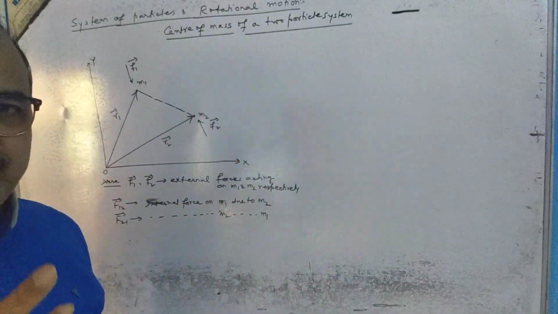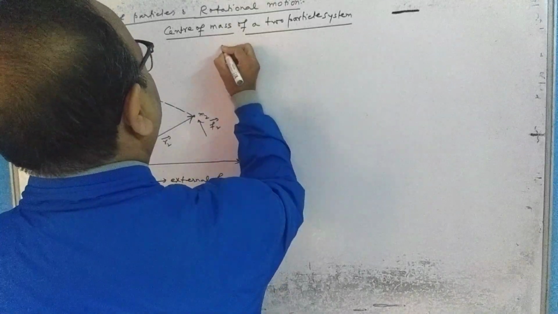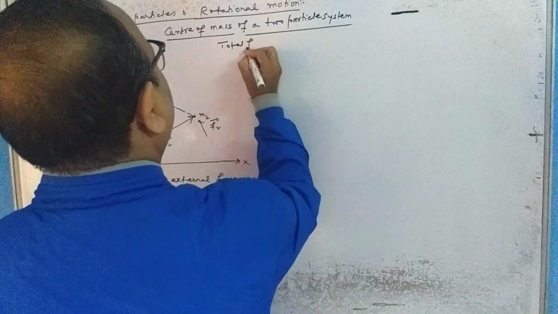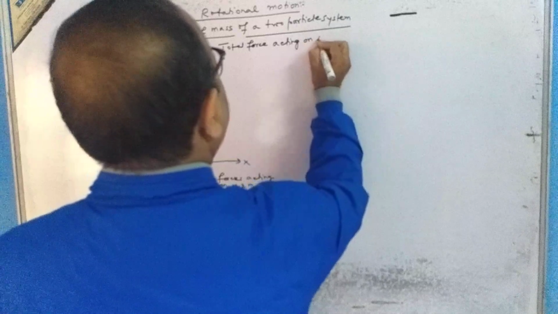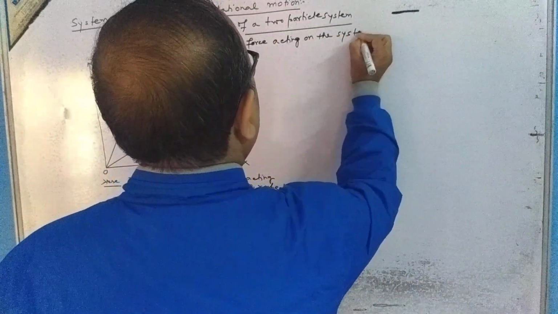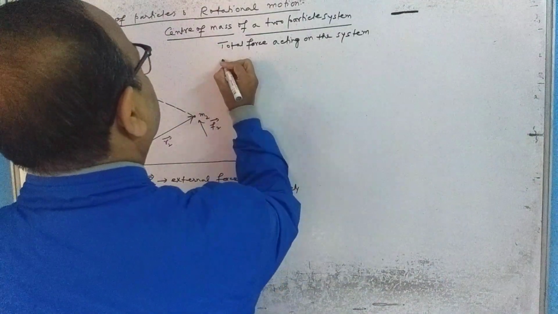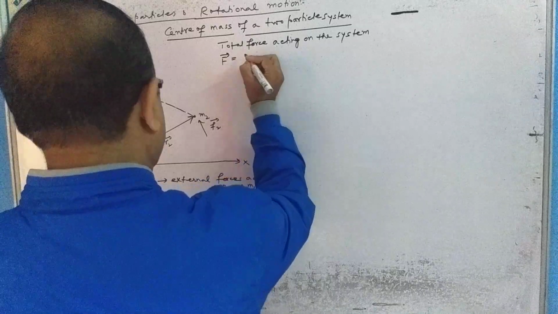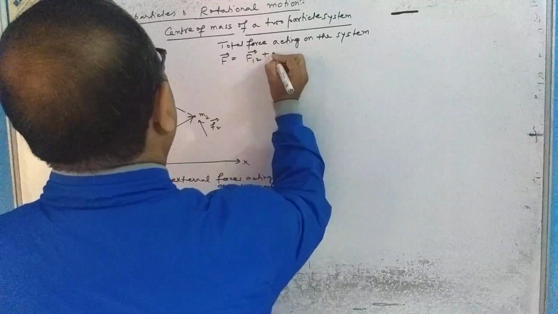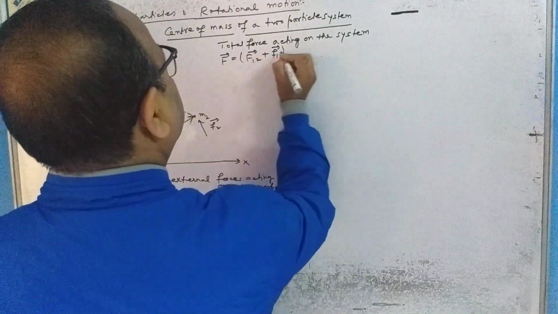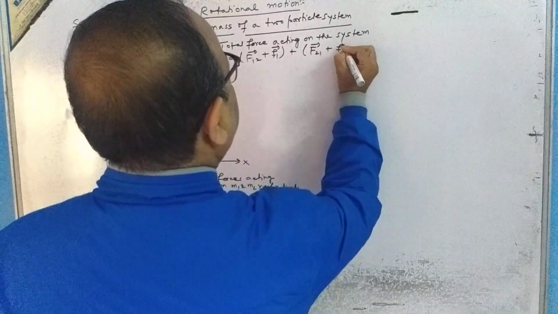Now, I told you the conditions. Then, what is the total force? I write here: total force acting on the system. Total force, or the net force, which is acting on the system. Definitely, first I write F vector is equal to, you look, F12 vector plus F1 vector plus F21 vector plus F2 vector.